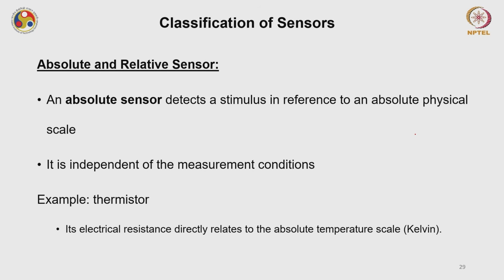There is another way to classify these sensors, based on reference. They are the absolute sensor and the relative sensor. An absolute sensor detects a stimulus in reference to an absolute physical scale. It is independent of the measurement condition. One example is again a thermistor, whose electrical resistance directly relates to the absolute temperature scale.